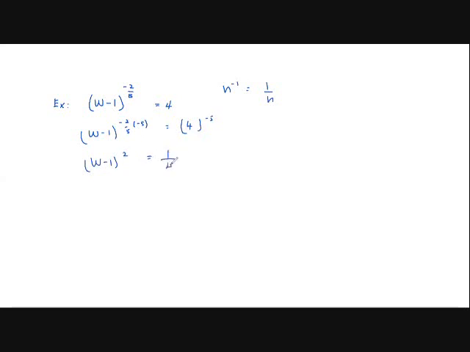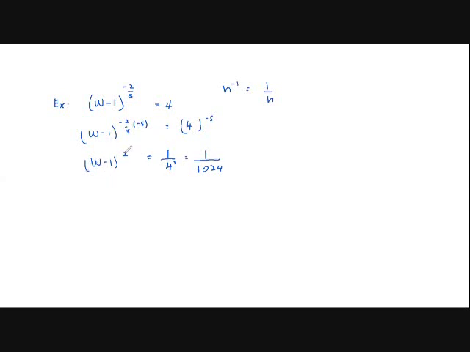Equal to 1 over 4 to the power 5. 4 to the power 5 is what? 4 times 4 is 16, 16 times 4 is 64. 4 to the power 5 is 1,024, right? Okay. And after this, we try to get the value of W.